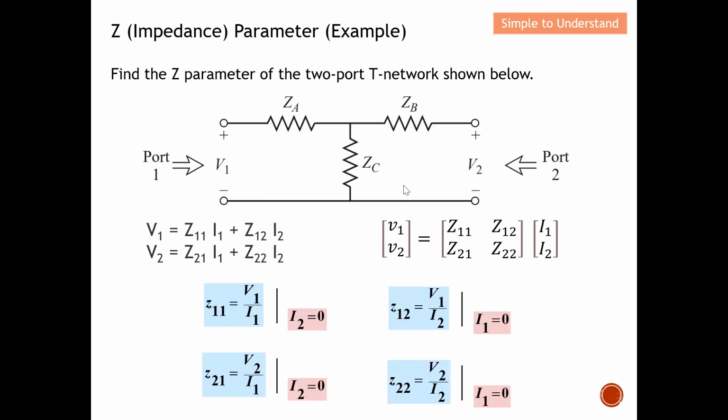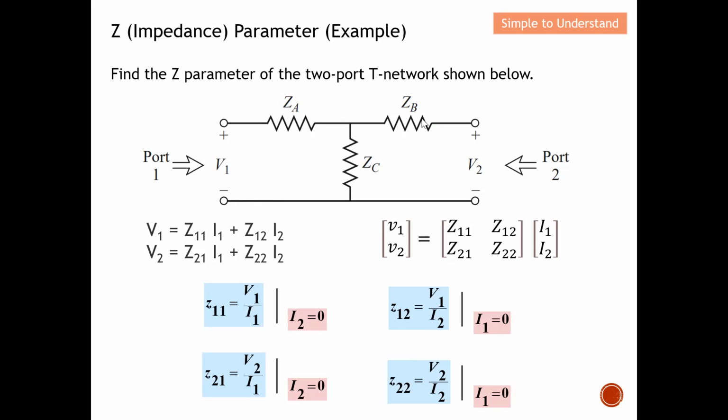Let's take a look at an example in order to understand this better. In fact, this example is from Pozar's book, but I have used another method which I think will be much easier to understand. I'm not saying that the idea from Pozar's book is not clear, but I'll make it very simple, just in case those who are watching this video are beginners. So let's do this example in order to understand Z parameters, or impedance parameters. Find the Z parameters of the two-port T network shown below.